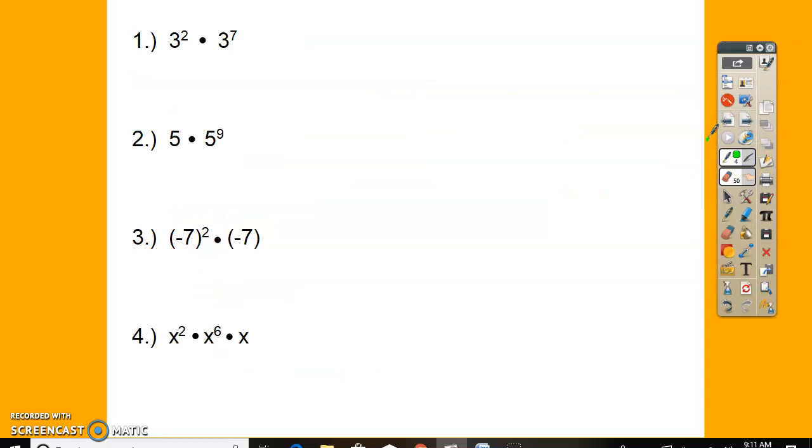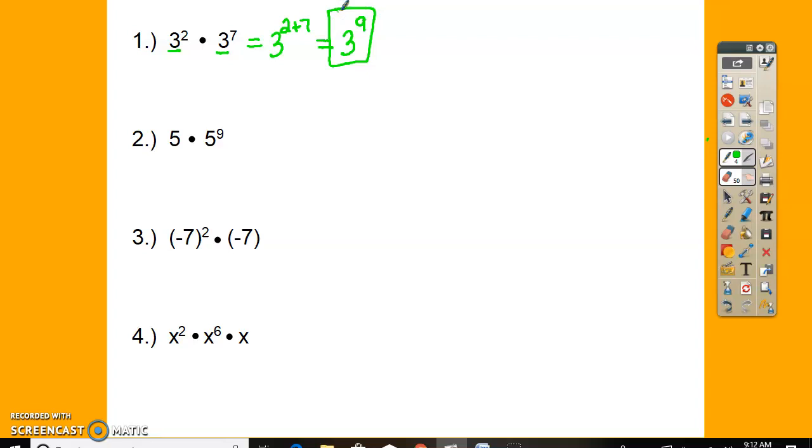So our first example is 3 to the 2nd power times 3 to the 7th power. Again, their bases are the same. They are both a 3 raised to an exponent. So that's the same thing as taking the 3 and adding the exponents. It stays a 3, and my new exponent is 9. So it's 3 to the 9th power. Again, the base stays the same. All you're doing is adding the exponents.